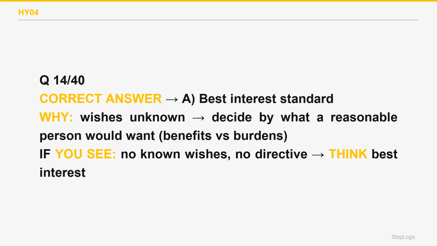Substituted judgment requires known wishes or values to reconstruct what the patient would have chosen. Impossible here, since he never expressed any choice. Choice B is wrong. The physician's personal preference is never the standard. Decisions must center on the patient, not the doctor. Choice E is wrong. With unknown wishes, use the best interest standard.